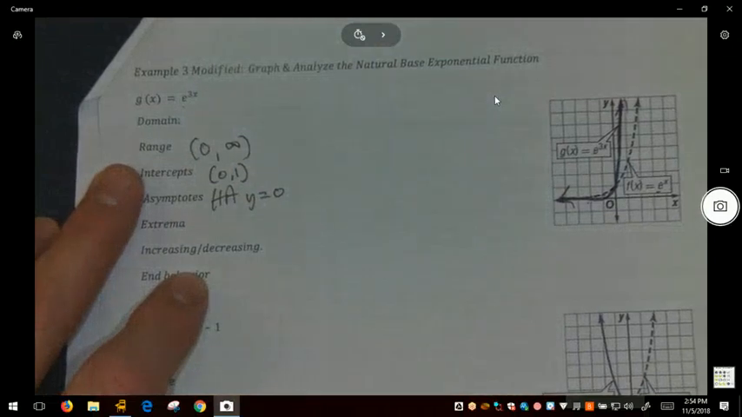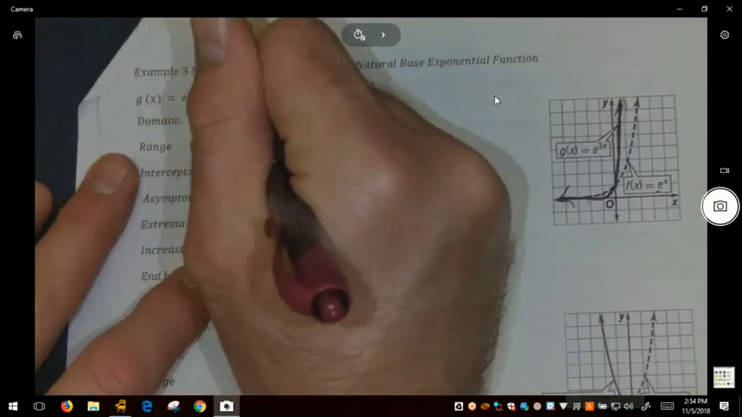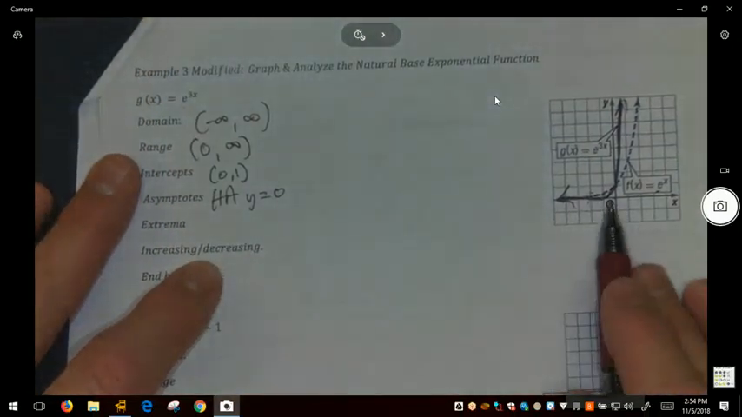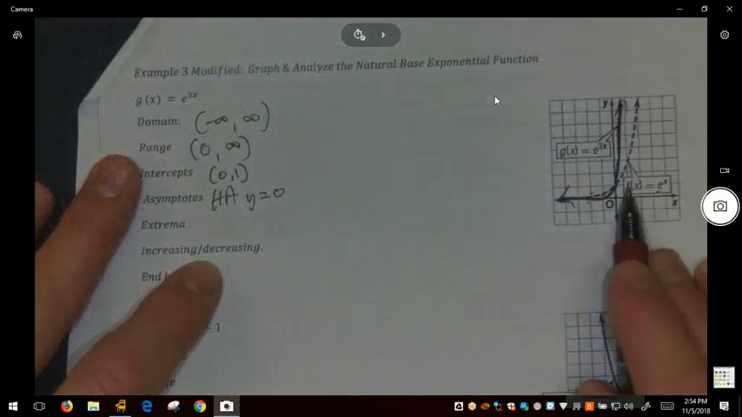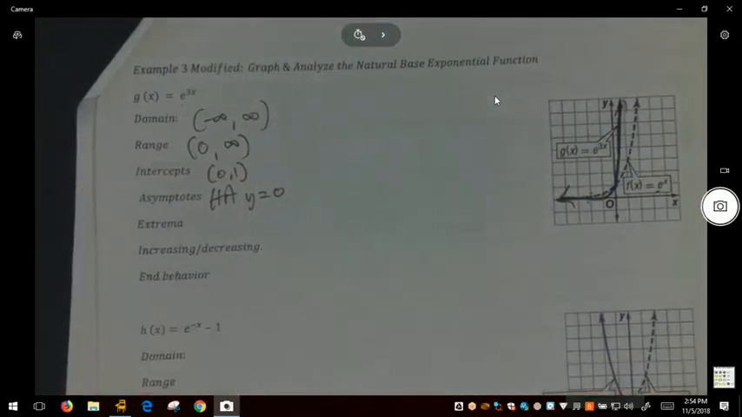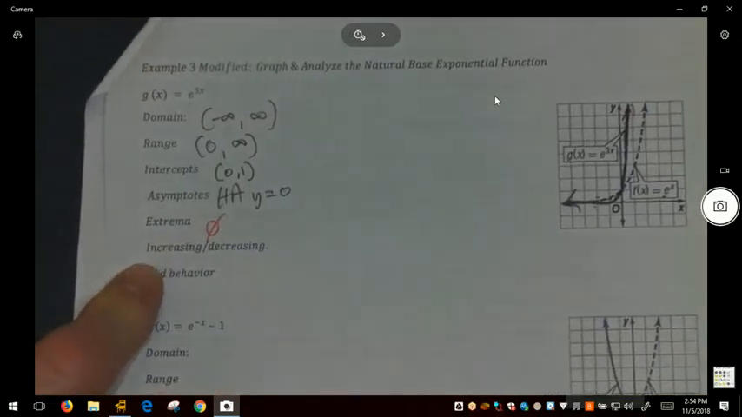The range for this function is that it will never be 0, but it will go up infinitely. The domain for this is all real numbers. It goes left infinitely, and as it's shooting up really fast, it's also shooting up as we go to the right infinitely. The extrema, there are none, because there's no max or min values.